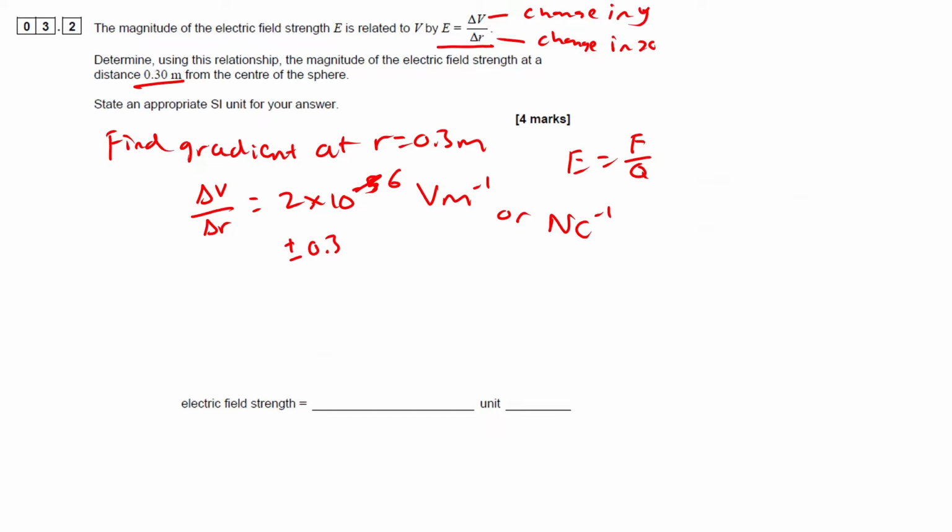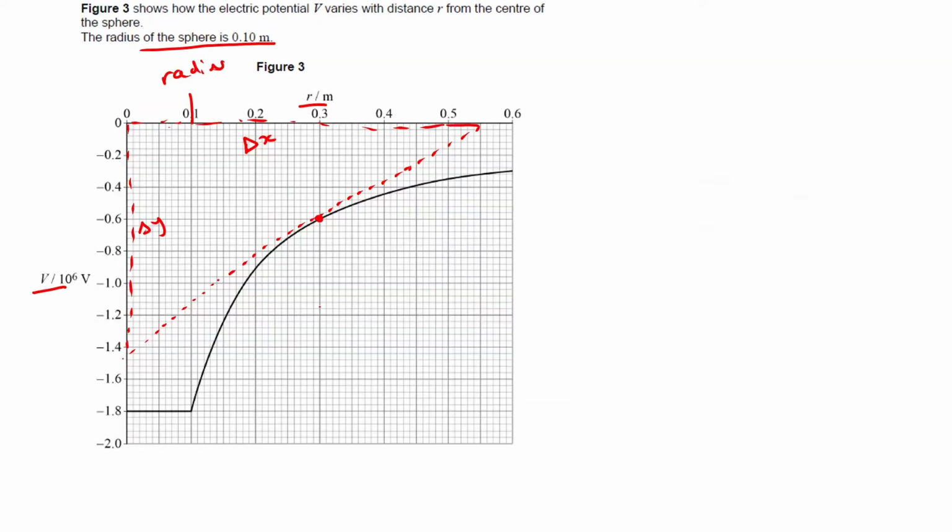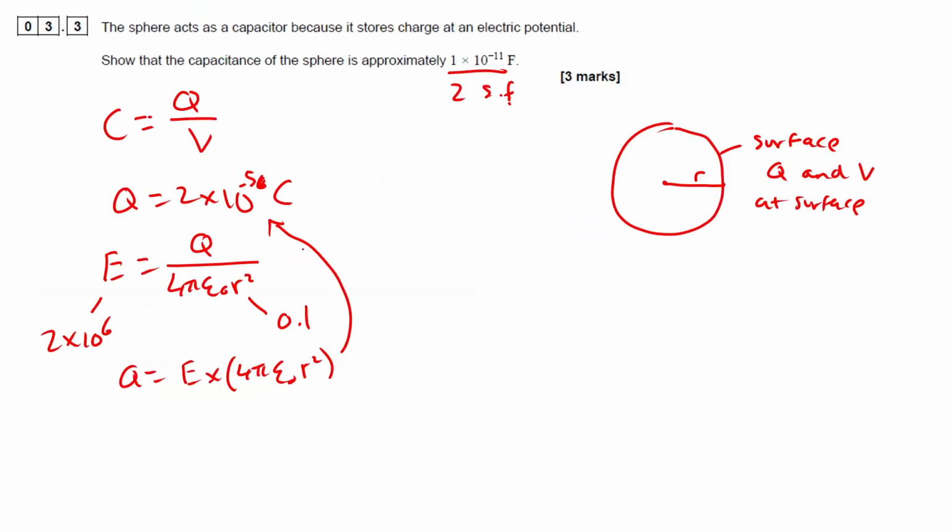Coming back to the graph, the potential at the surface, over here, is 1.8 times 10 to the power of 6. So putting these 2 numbers in, you should get a capacitance of 1.1 times 10 to the power of minus 11 farads.